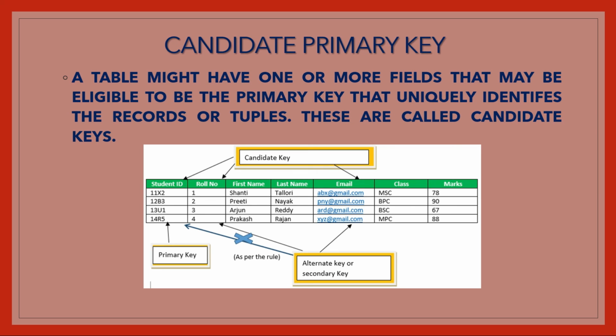Now let us come to another one, that is the candidate key. Here you can find all types of keys. The alternate key has not been given in your syllabus, but it is still there, so let us discuss that one also. The candidate key, not the primary key, is the candidate for the primary key, because from the candidate keys only we have to choose the primary key. A table might have one or more fields that may be eligible to be the primary key, that uniquely identify the records or tuples. These are called candidate keys.